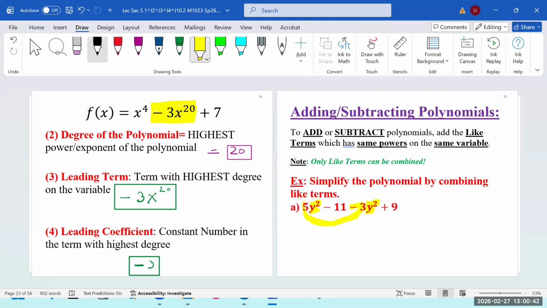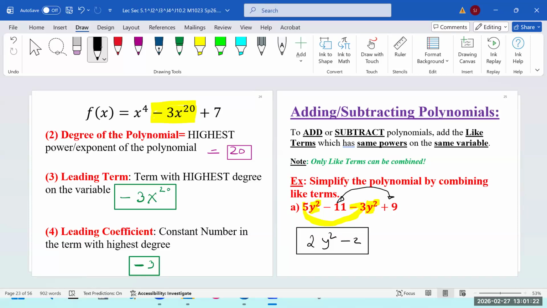So our variable is y squared. We don't do anything with the variable. We keep our y squared. But if you combine 5 minus 3, how much do you get? 2. So by combining our like terms, 5y squared and minus 3y squared, we get positive 2y squared. And then the rest, we can see easily, are just numbers, so they are like terms. You combine minus 11 plus 9, and how much do you get? Negative 2. And that's it, we are done.